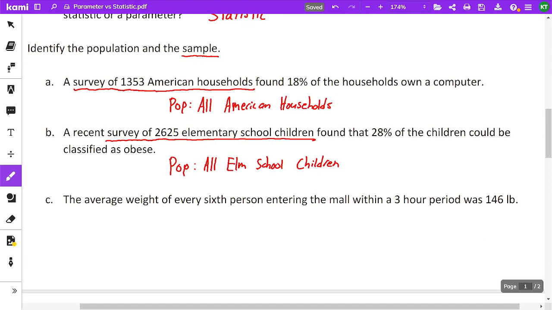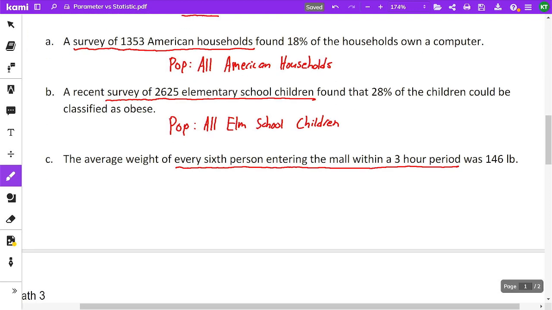And then in our last one, it says the average weight of every sixth person entering the mall within a 3 hour period was 146 pounds. So our sample here is going to be the every sixth person who enters the mall within that 3 hour period. And then my population is going to be all mall shoppers.